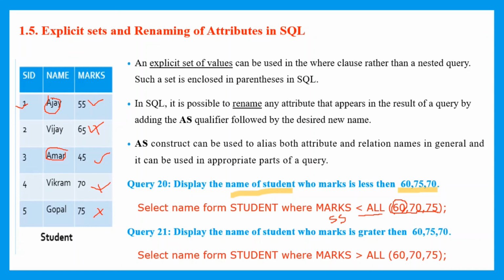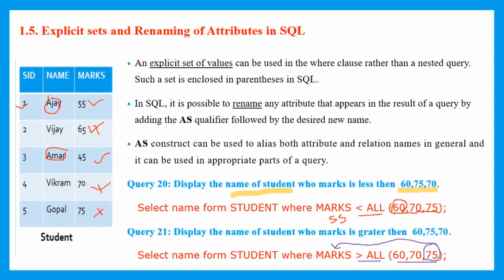And we will see another example. Display the name of the student whose marks are greater than 60, 75 and 70. So here I am using greater than all. When I use greater than all, out of the three values, the one having the maximum value is going to be selected and compared with the marks of the student table.